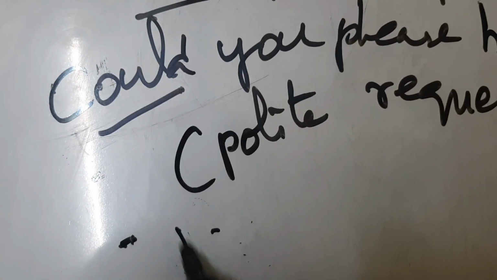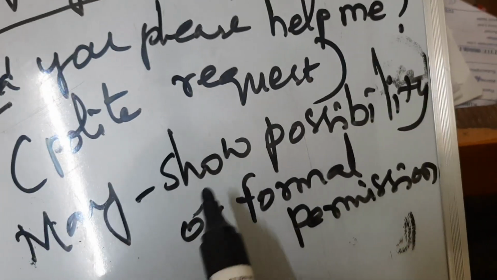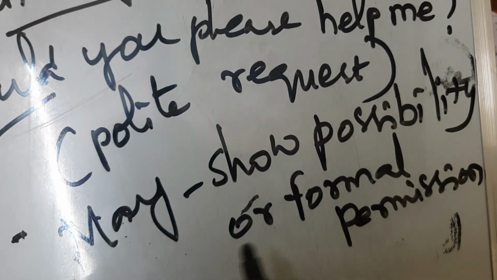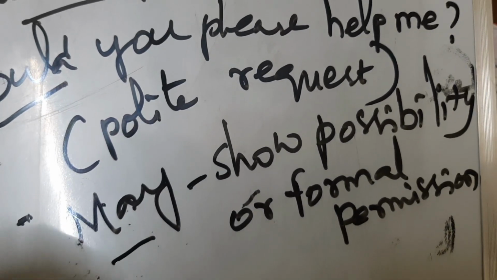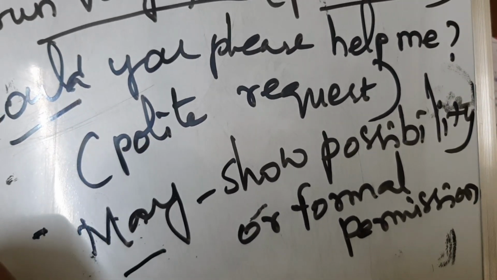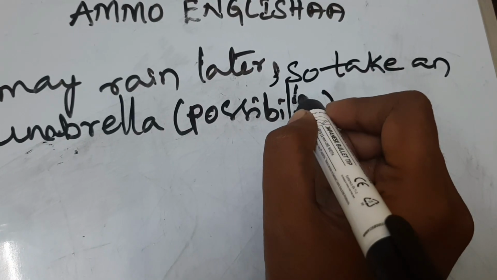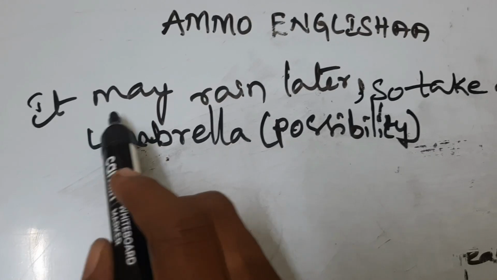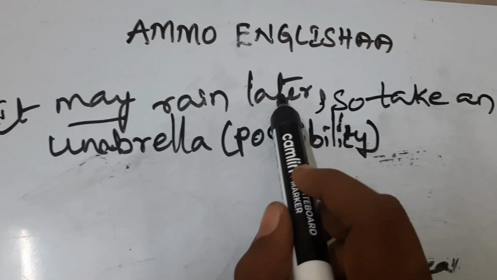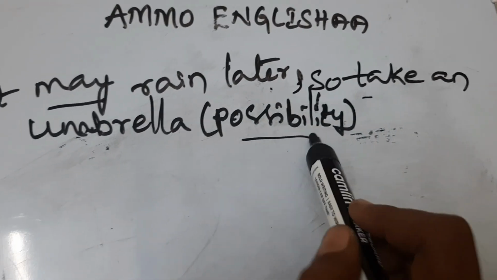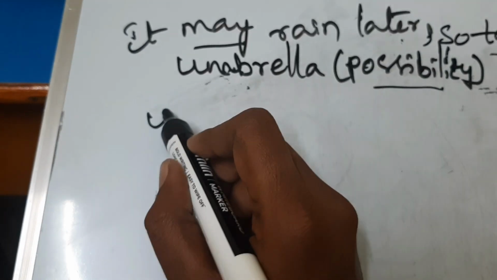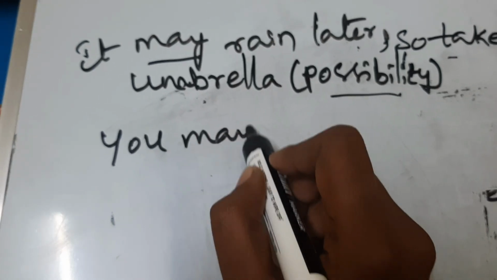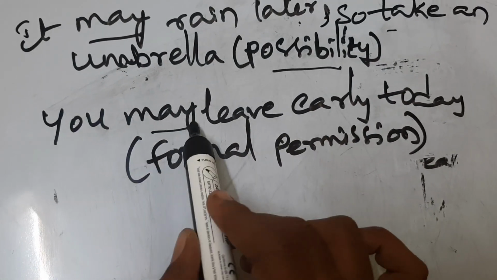And the next one is may, which is used to show possibility or formal permission. In order to know what may is, we'll see two examples here. To express possibility, we use the helping verb may. It may rain later, so take an umbrella, which is a possibility here. And the next example is you may leave early today.